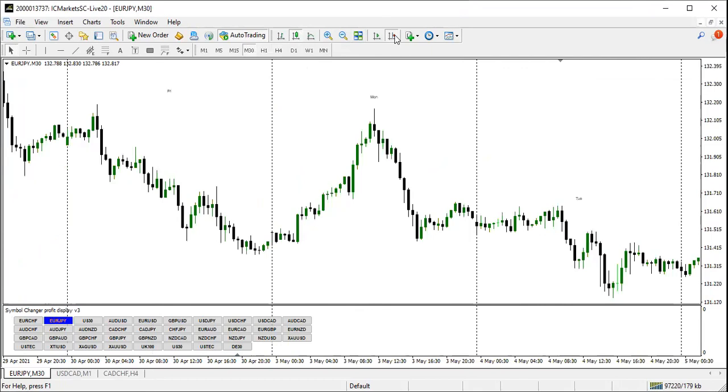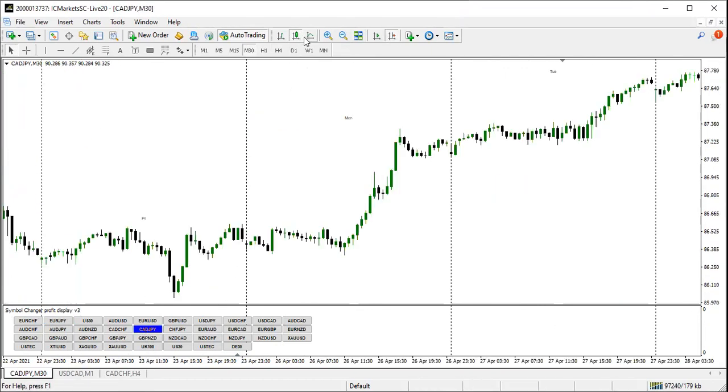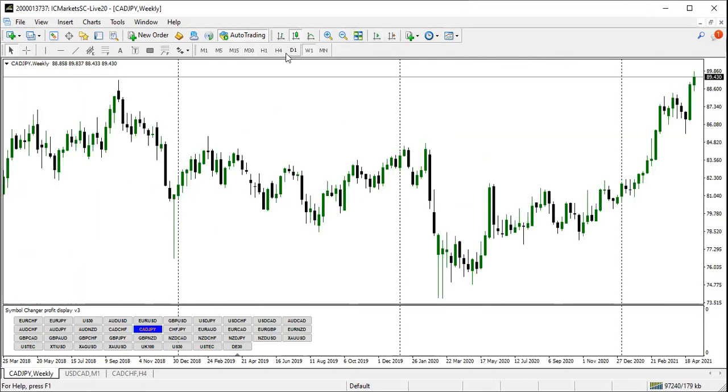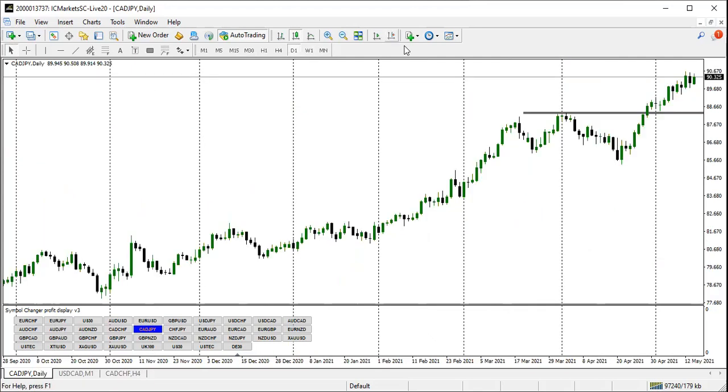As you can see on the 30 minutes time frame, price was surely up. On the CADJPY, also on the weekly time frame, you can see definitely up. Now on the weekly time frame, you can see that it took out this liquidity also. Now let's see the daily time frame and see what this is really giving to us.